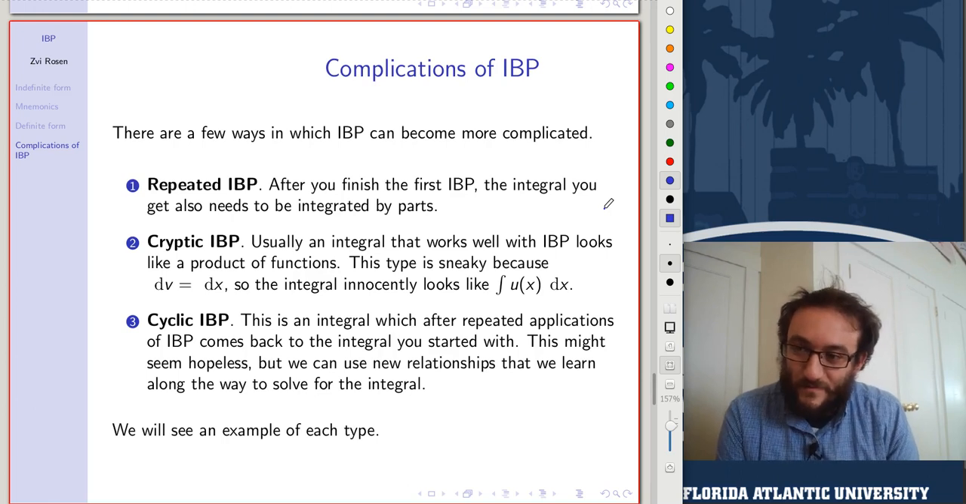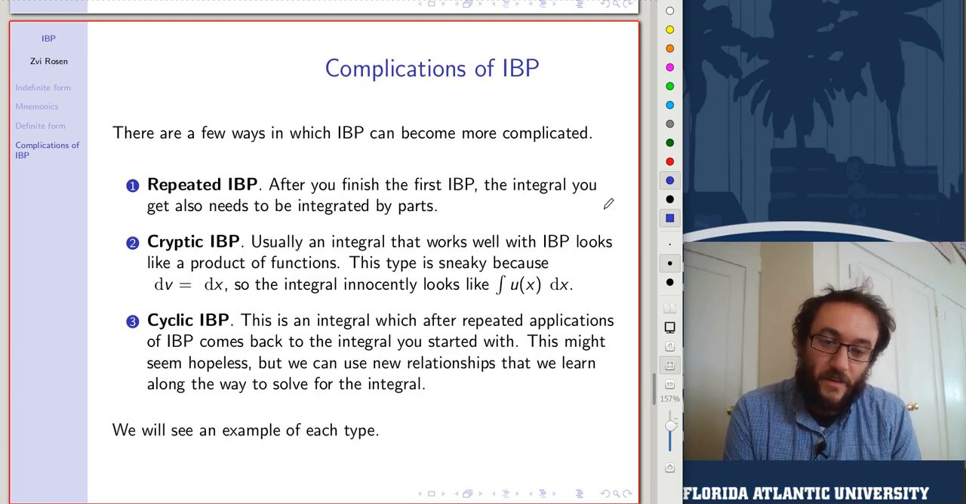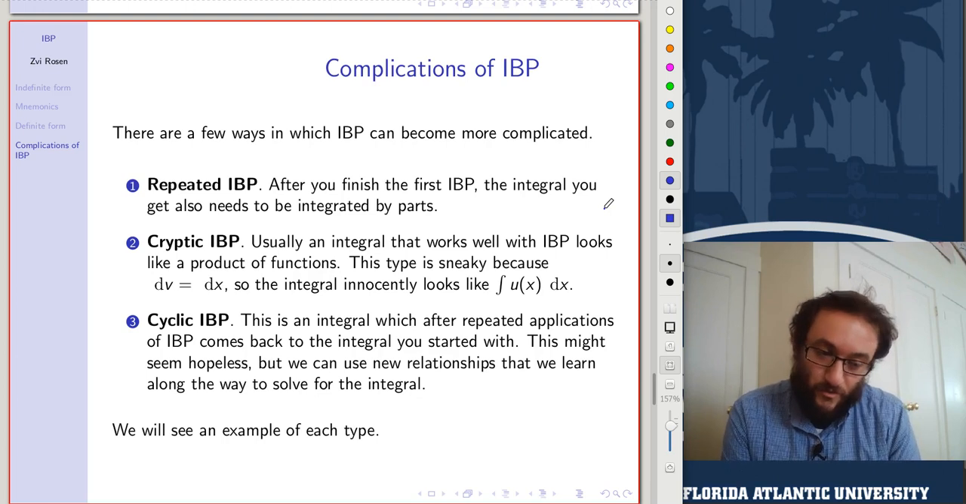The next kind is cryptic integration by parts. So usually the way you recognize an integration by parts problem is by seeing a product. Here, the dv is just dx. So it looks like a normal integral that you wouldn't necessarily apply integration by parts to, but it's really an integration by parts problem. That's why I call it cryptic, because it's hidden.